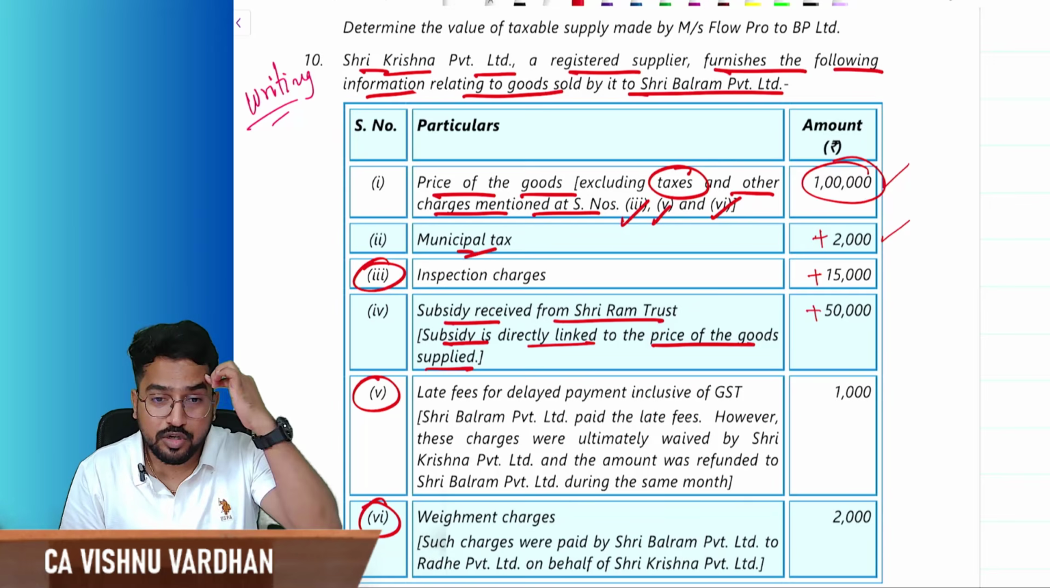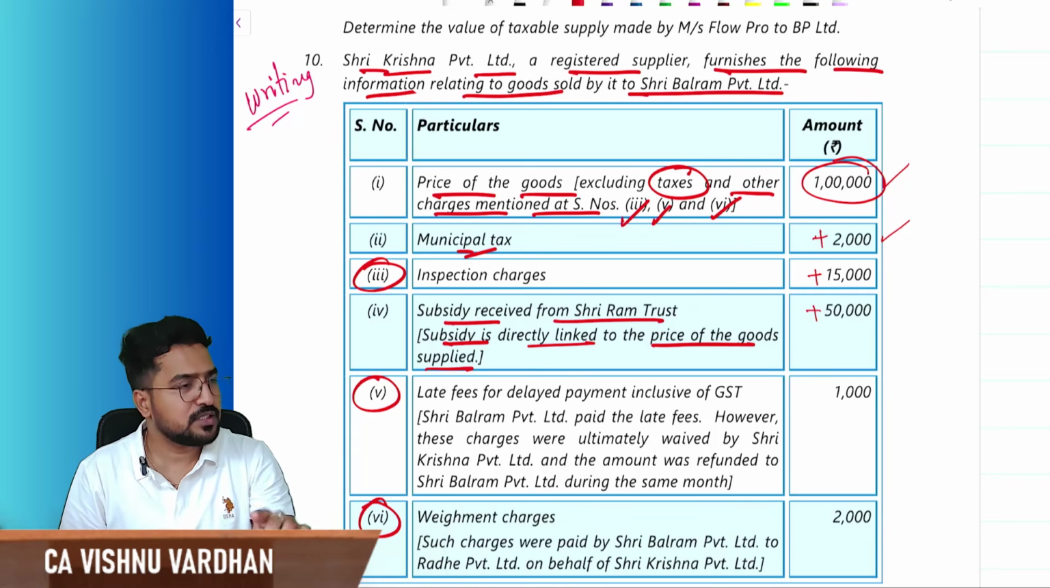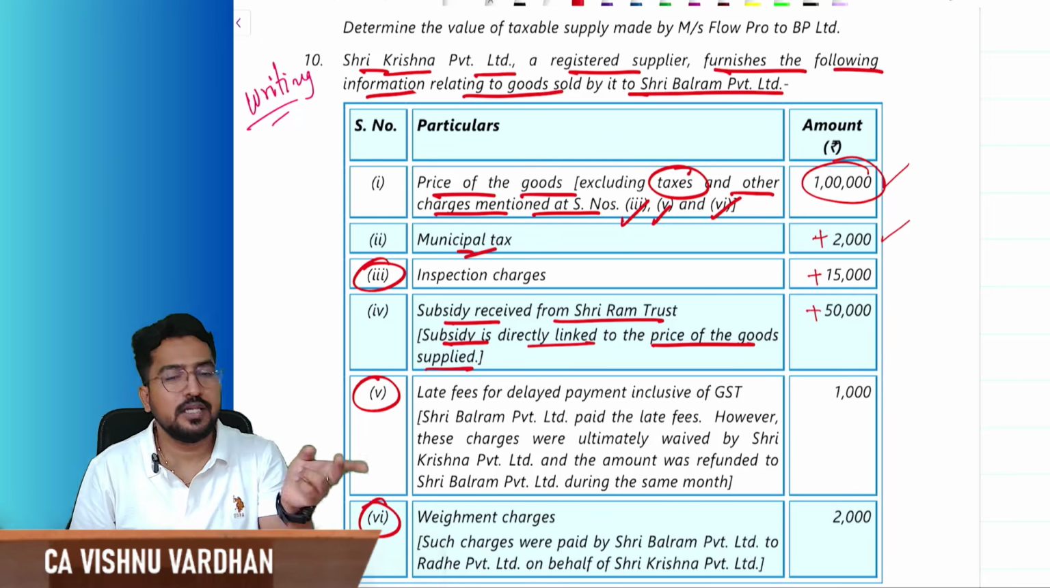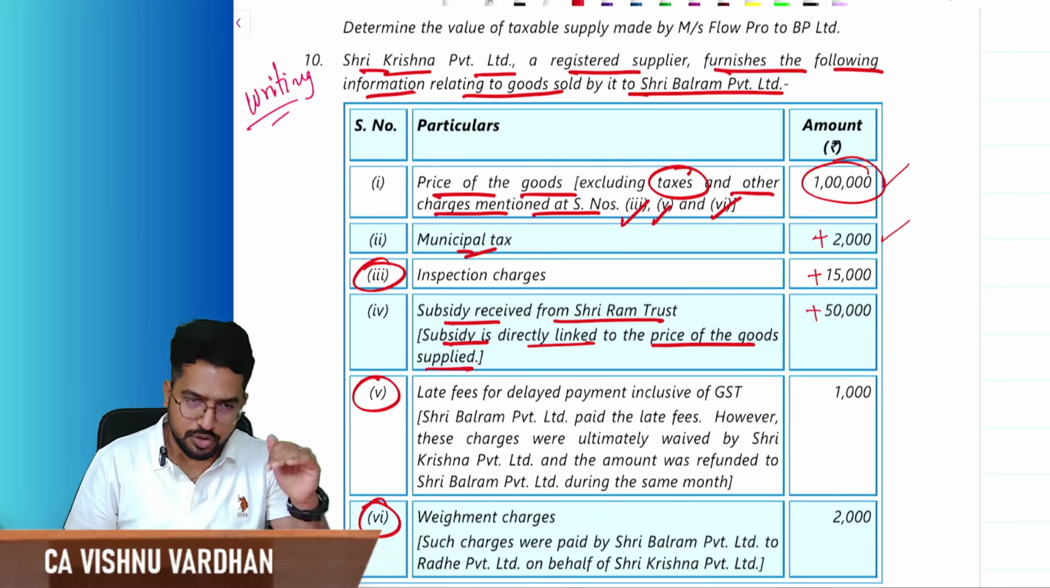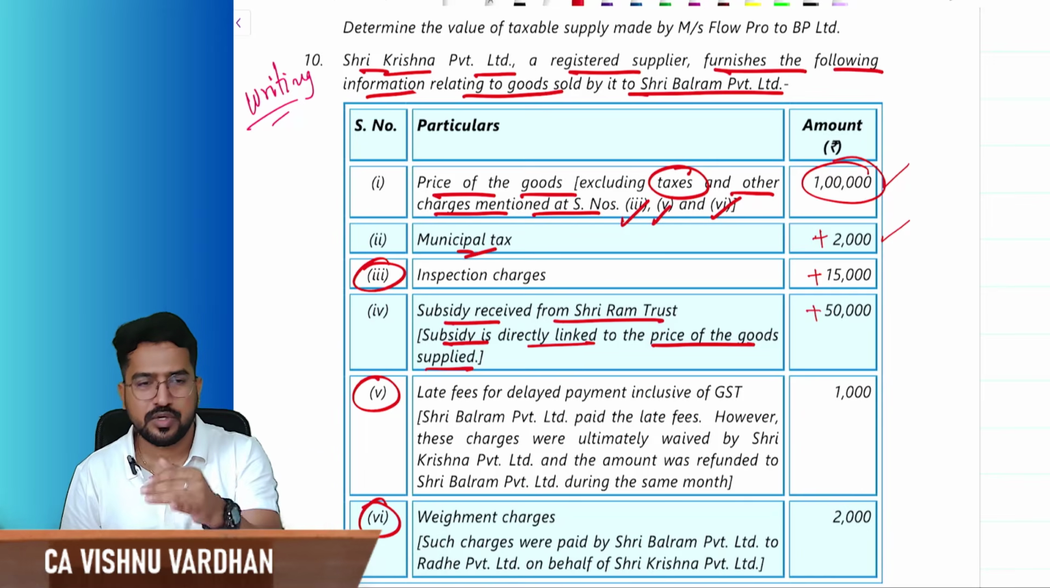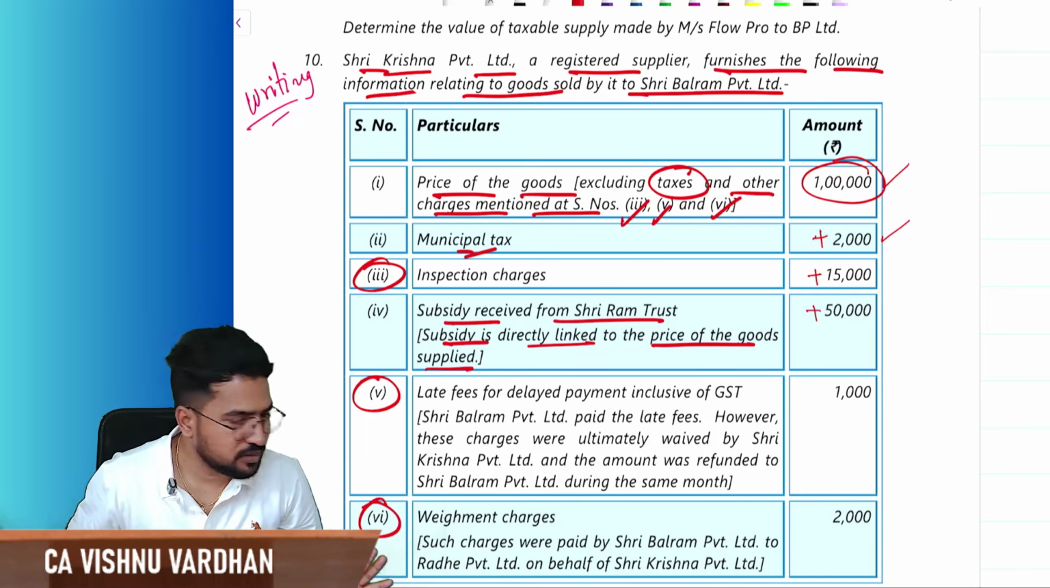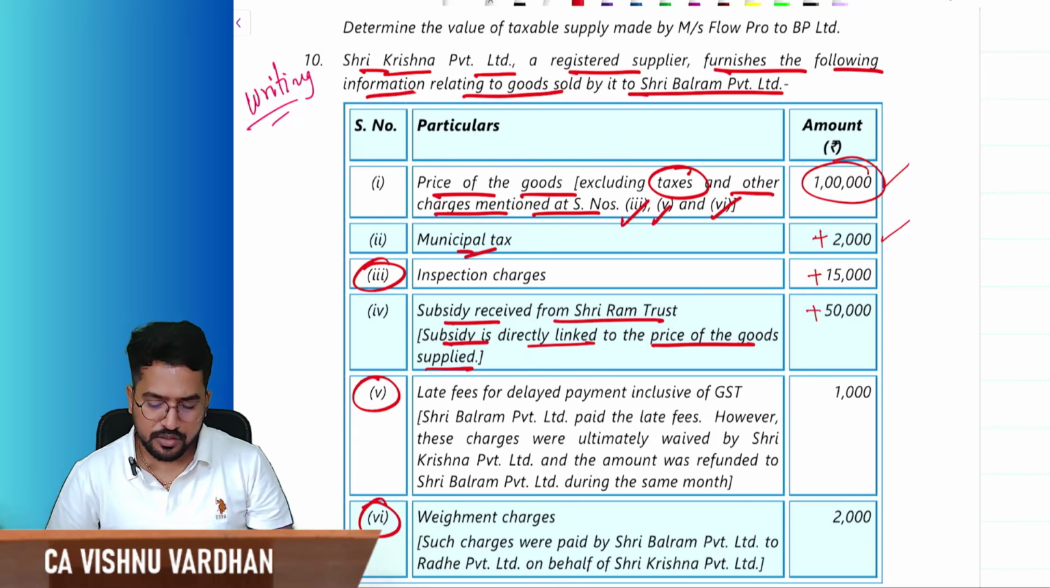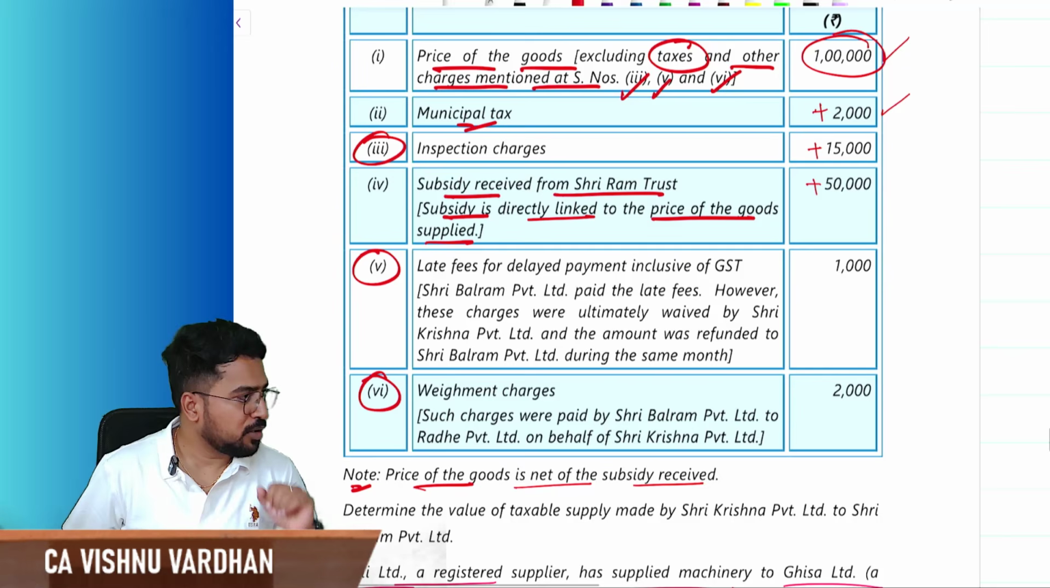Don't have the thought of plus or minus. Just check: it should be included, is it already included? It should be excluded, is it already excluded or included? That you have to check. Shall we continue? Right, fine. So that is regarding that.